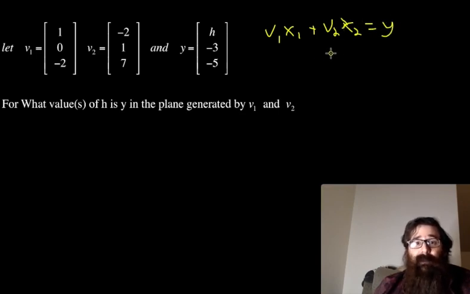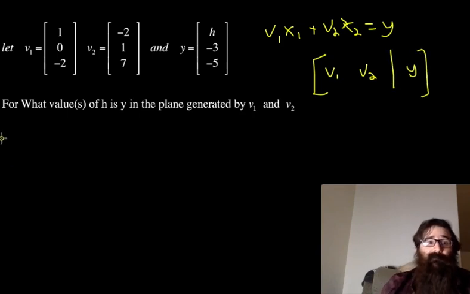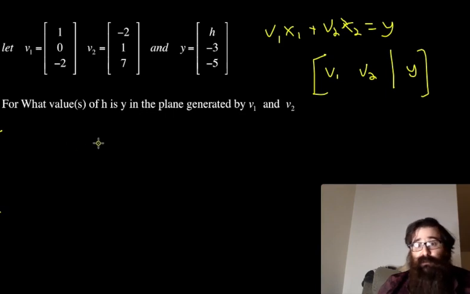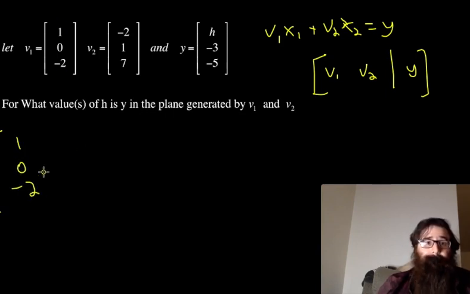And then essentially that means we're talking about solving an augmented matrix. I can take v1 and v2 as column vectors, building a coefficient matrix, and I can augment with y and see if I can solve. Well, okay, so let's do it. So this first vector v1 becomes my first column. Second vector v2 becomes my next column. And I want to augment this with vector y, which had entries h, -3, -5.